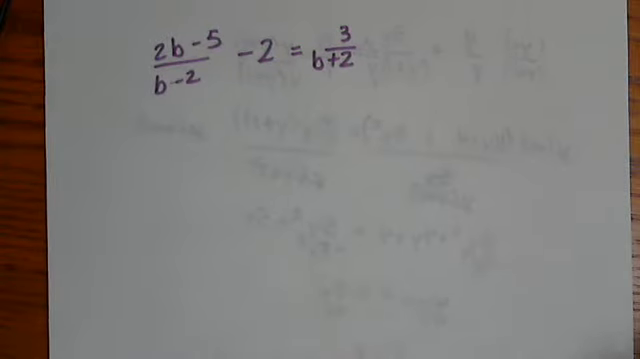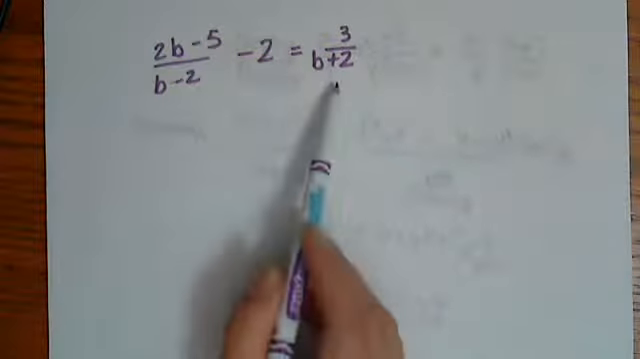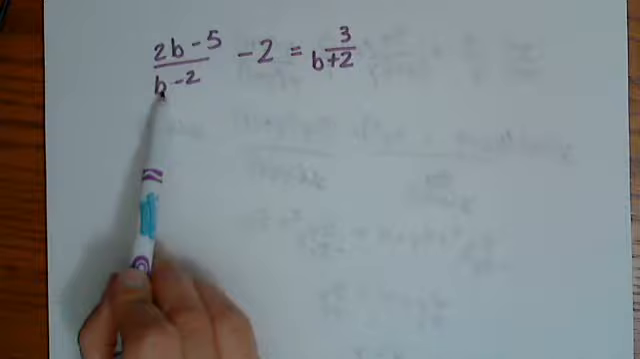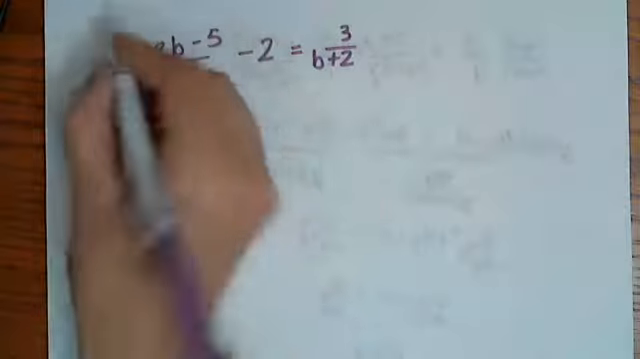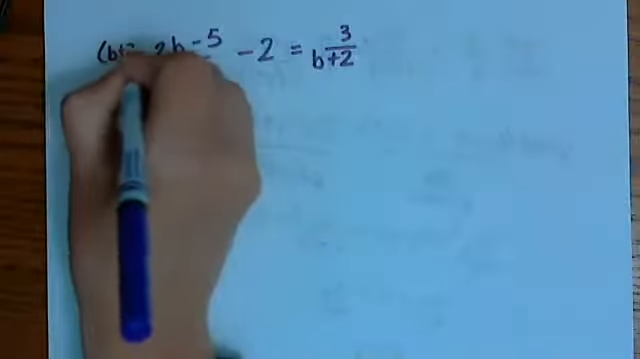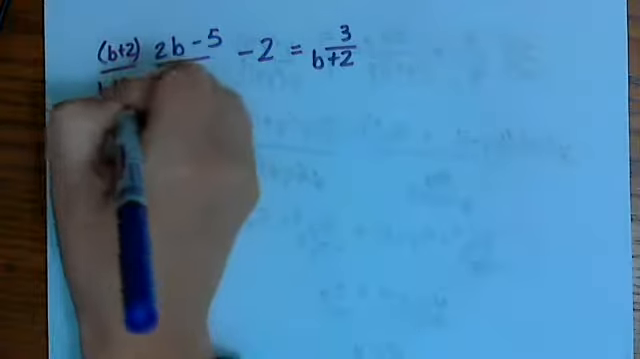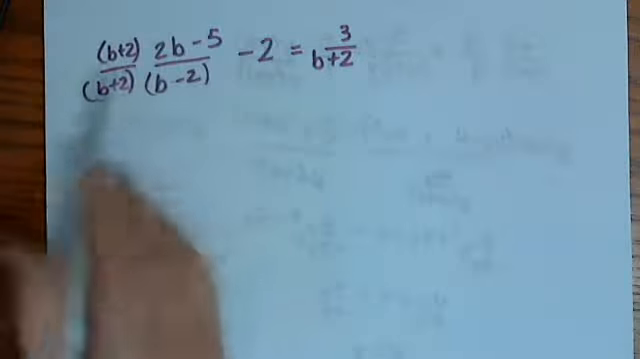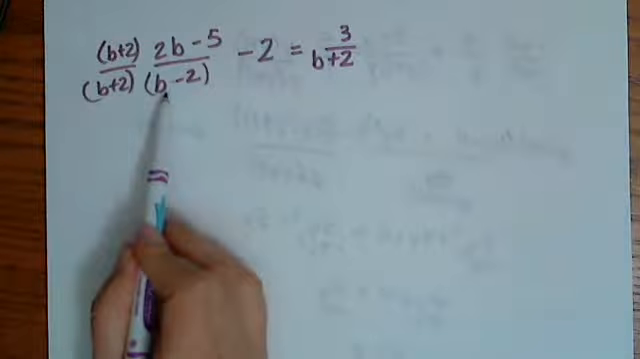Okay, welcome back. I know you've made a really good effort. Let's do the first step to see what we need to do. We need to get a common denominator, so that means we're going to have a common denominator of b minus 2. This one we're going to multiply by b plus 2 over b plus 2 so that we have our common denominator of b plus 2 times b minus 2.